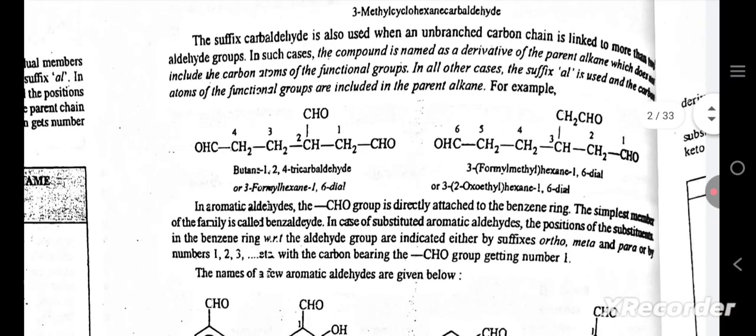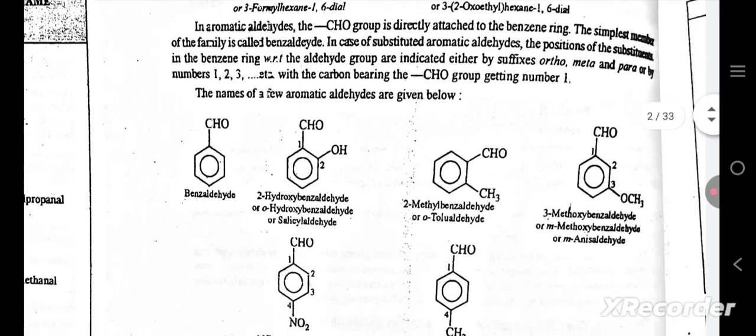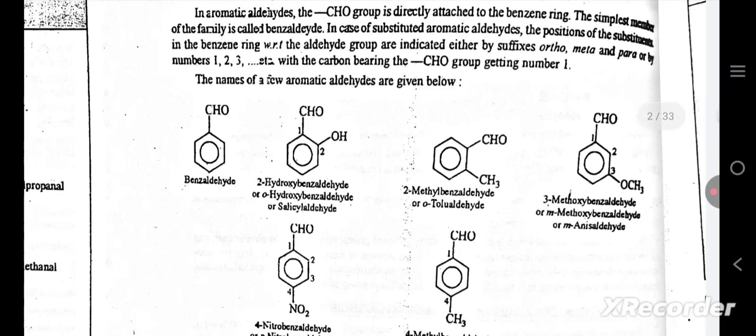The suffix carbaldehyde is also used when an unbranched carbon chain is linked to more than two aldehyde groups. In such cases, the compound is named as a derivative of the parent alkane, which does not include the carbon atoms of the functional groups. In all other cases, the suffix al is used and the carbon atoms of the functional groups are included in the parent alkane. In an aromatic aldehyde, the CHO group is directly attached to the benzene ring. The simplest member of the family is called benzaldehyde.